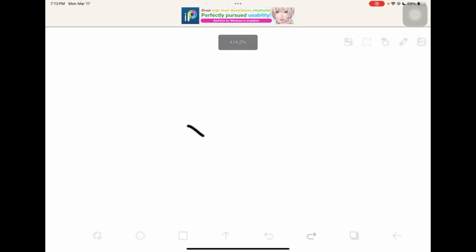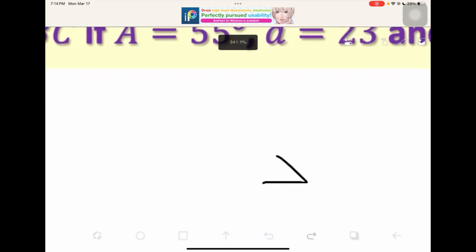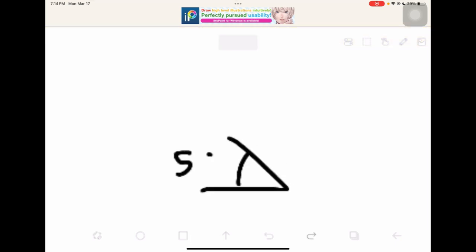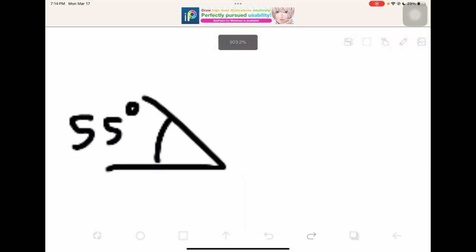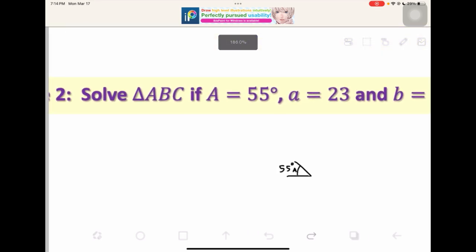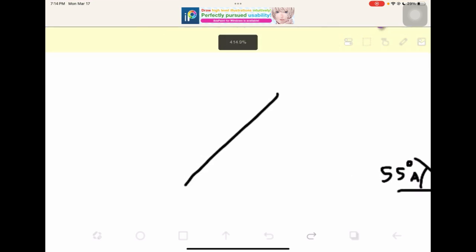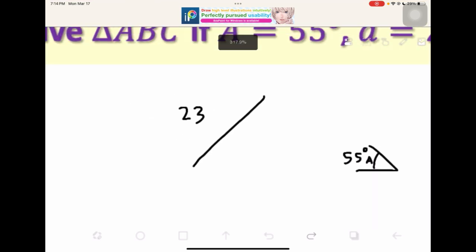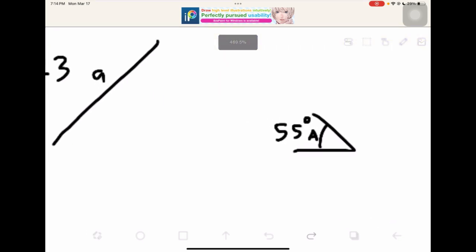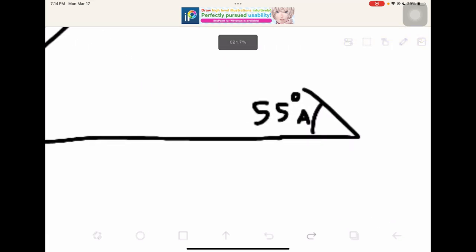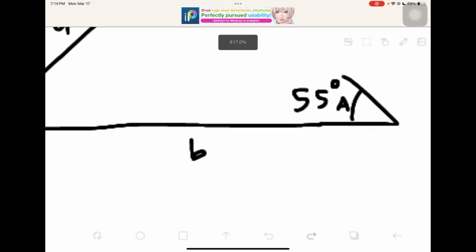So this is clearly going to be an acute triangle. So it's going to be like this. So it's going to be 55 degrees over here. So that's going to be angle A. But we also do know that a is equal to 23. So this is side a. And b is equal to 25. So this is side b, 25.